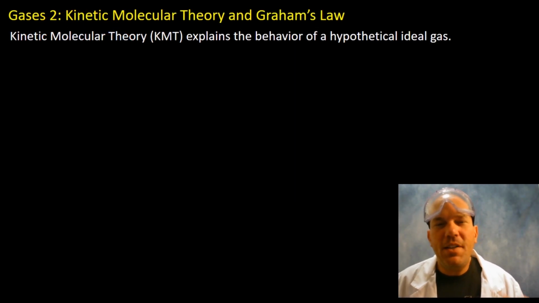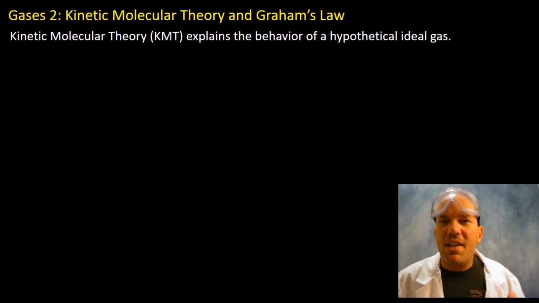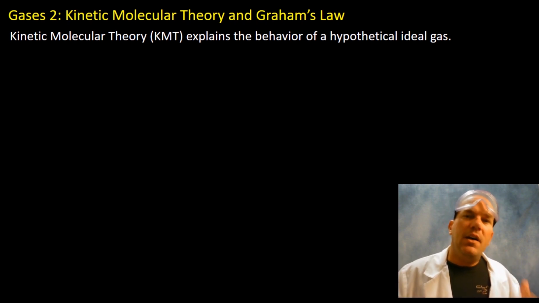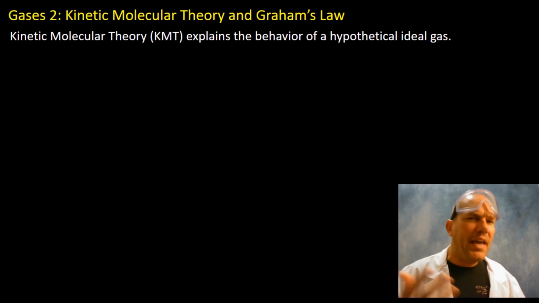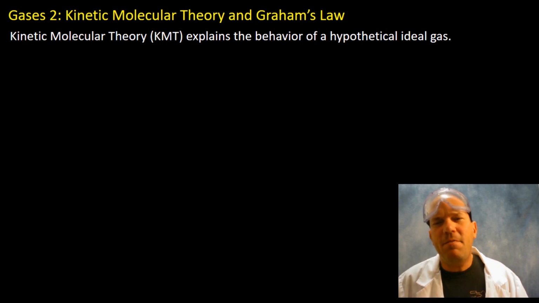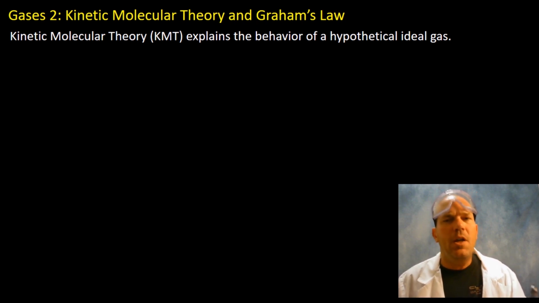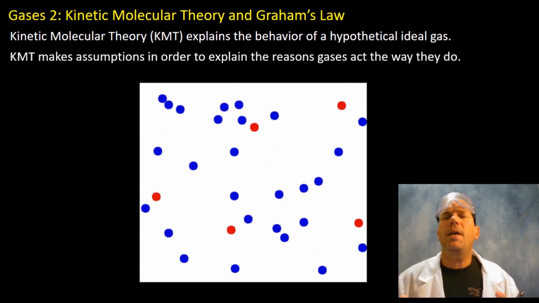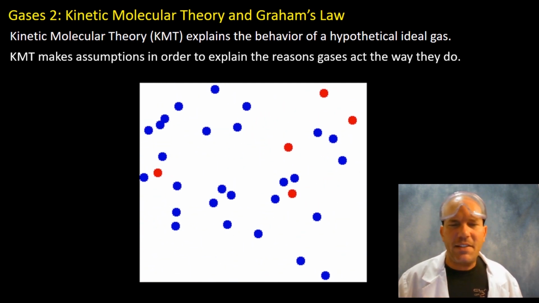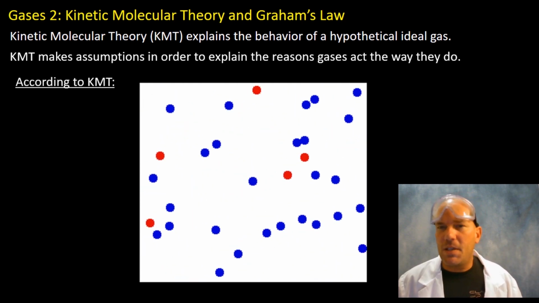In this video, I'm going to talk to you about kinetic molecular theory and Graham's law. Now, by definition, the word kinetic means of or relating to motion. So, kinetic molecular theory, or KMT, explains the behavior of a hypothetical ideal gas, and it is very useful when analyzing and looking at behaviors of gases. KMT makes a number of assumptions to explain the reasons why gases act the way they do. I'm going to go over the 5 assumptions of KMT.